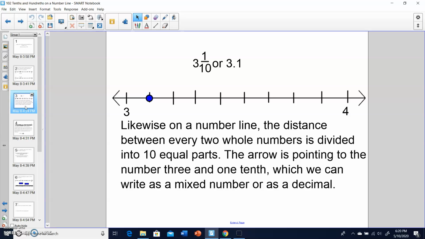Likewise, on a number line, the distance between every two numbers is divided into 10 equal parts. The arrow is pointing to the number 3 1/10, which we can write as a mixed number, so a fraction, or as a decimal. They both read 3 and 1 tenth.